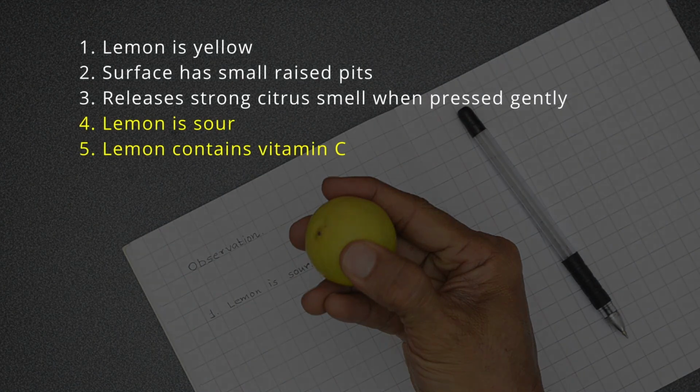4. The lemon is sour. Is that an observation? Only if you have actually tasted it right now. If you have not, it's an inference based on your previous knowledge or experience. 5. The lemon contains vitamin C. That is an inference. No sense can detect a vitamin directly. You need a test, and you need to know chemistry. Same object, very different kinds of statements.